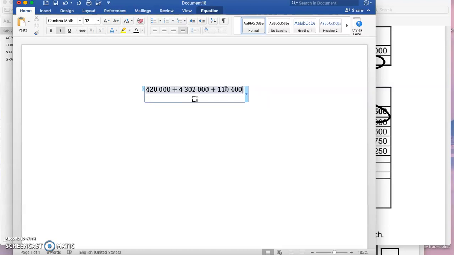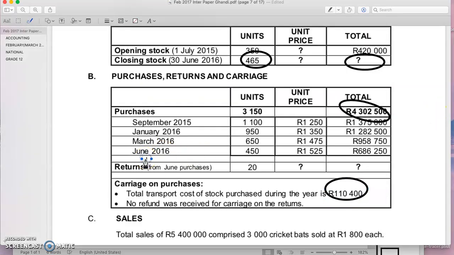And last, we need to subtract any returns. And we do have returns. If we return some of the things we purchased, it means we don't still have it. It's not with us. How can we include the total value of something we don't have? They tell you that these returns were from the June purchases, and that means we're using the June unit price.